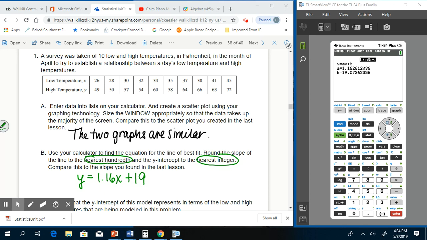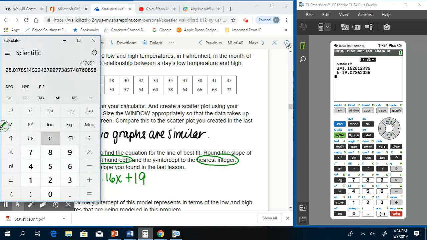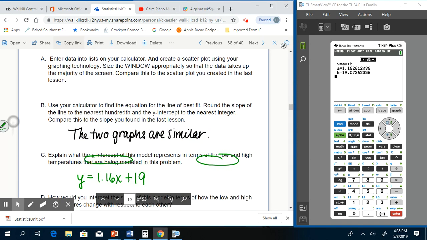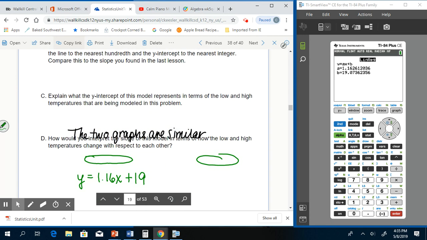So if you remember yesterday's lesson, we had a slope of 6/5, and 6 divided by 5 is 1.2, which is really close to 1.16. And we had a y-intercept of 18, also really close to 19. So they're only a few points off. The slope is only 0.04 of a point off, and the y-intercept is 1 off from what we found yesterday when we were estimating.